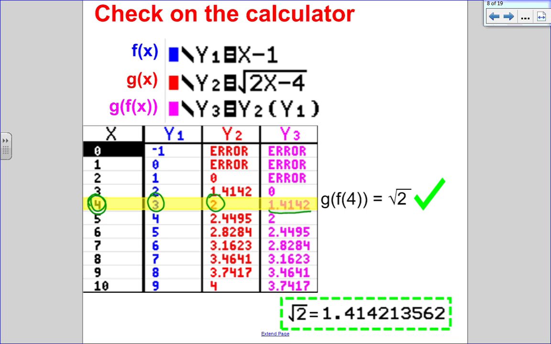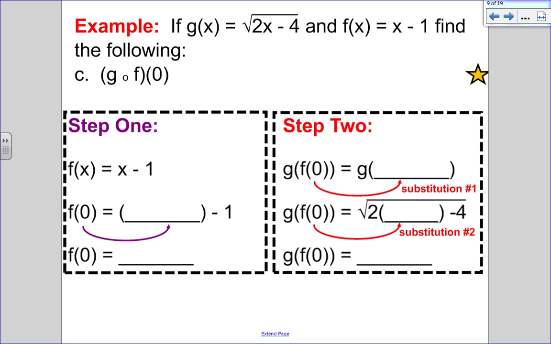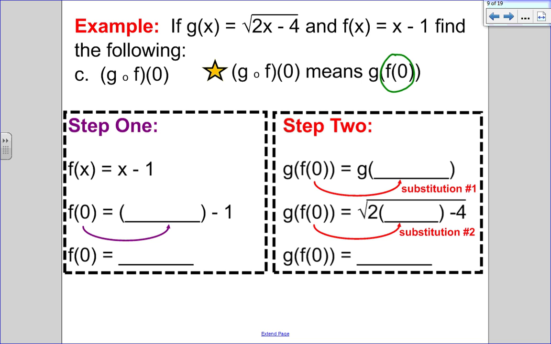Okay, let's try one more with numbers, and then we're going to move away from numbers and use our x values. So I still have g of x is the radical, f of x is still the linear, but this time I want to do g of f of 0. That open dot again tells us that we're dealing with a composition. So step number 1, work from the inside out. The inside is f of 0. f tells me to go to that function there, and f of x is x minus 1. So f of 0 is 0 minus 1, which is -1.